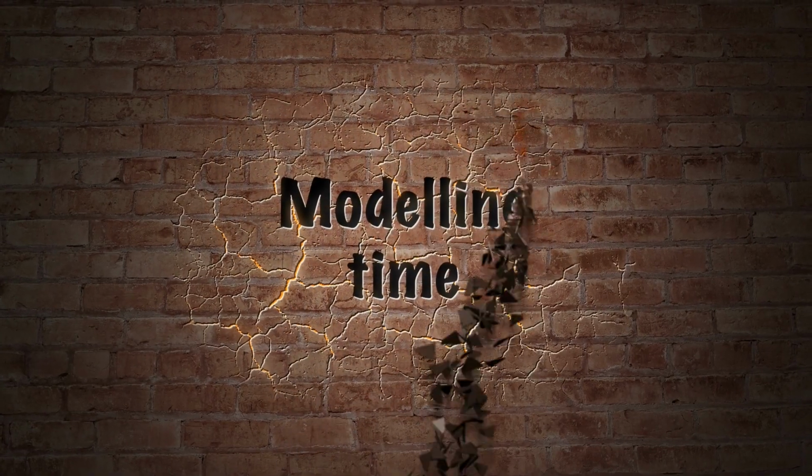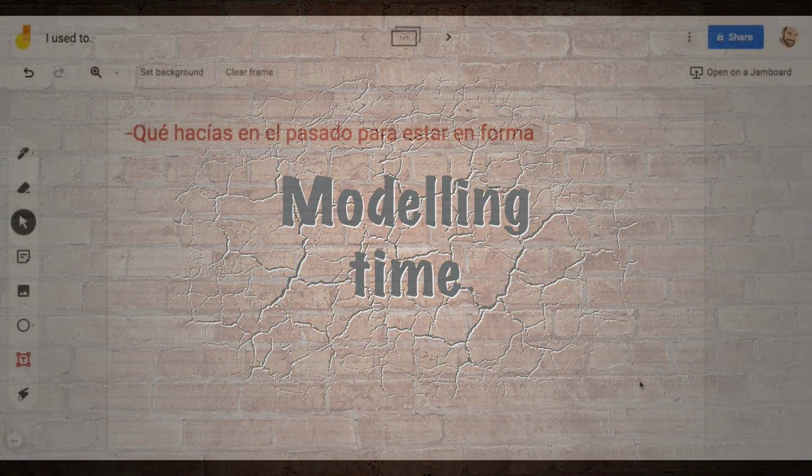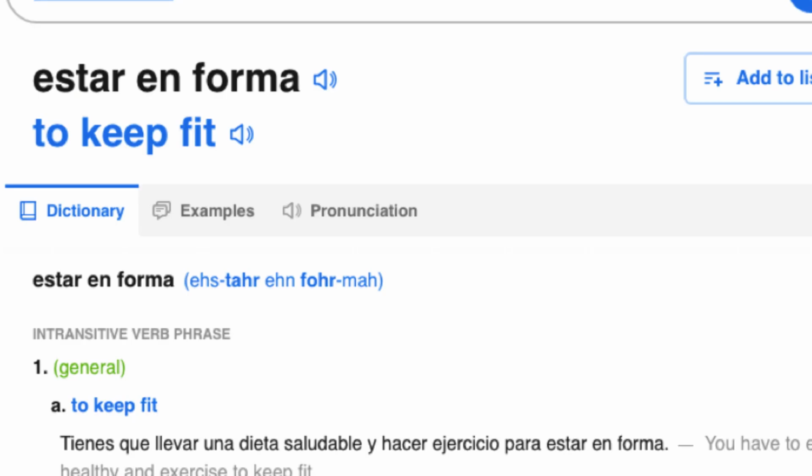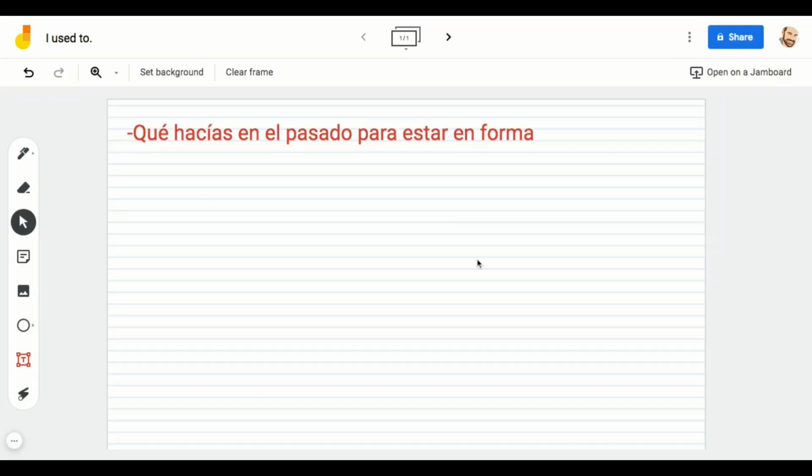Right. Okay, guys, so in here we've got a typical question where you can use this imperfect tense. ¿Qué hacías en el pasado para estar en forma? What did you used to do in the past to be fit, or to be in shape, or to stay in shape?